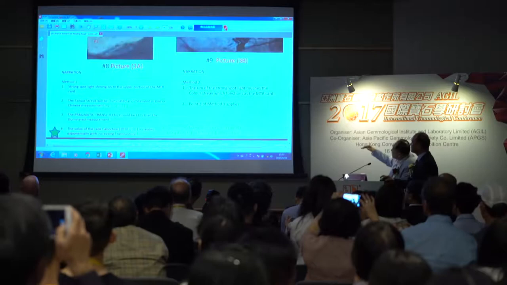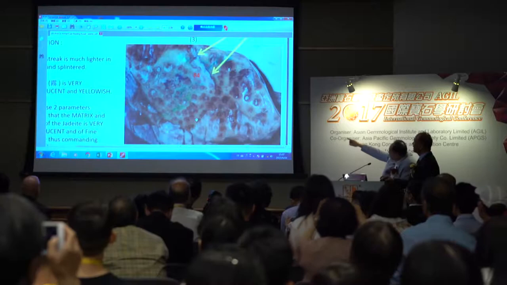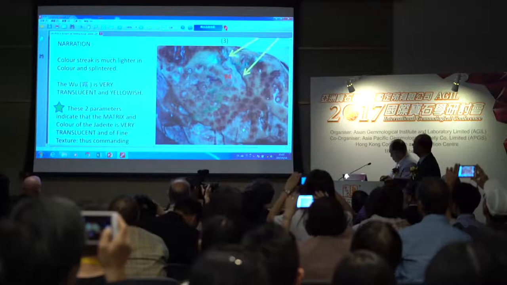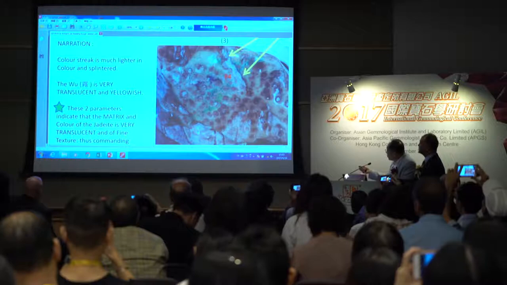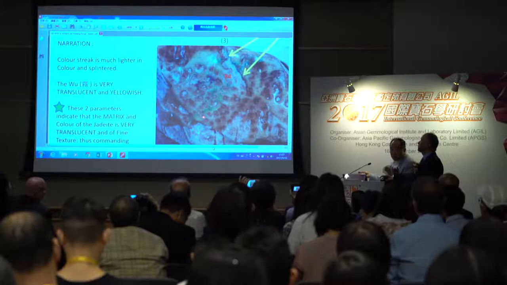Now this is a good picture of the woo. It's a bit yellowish. This is a woo, very translucent. Woo means mist. And this is very important, because if the woo is translucent, that means the color and the matrix are translucent. In other words, if the skin has evenness of color, no blemishes, and you've got a translucent woo, then the inside is perfect.